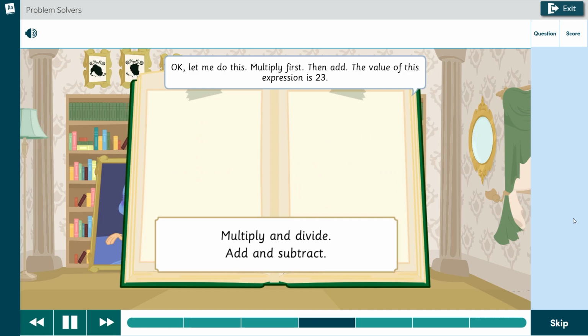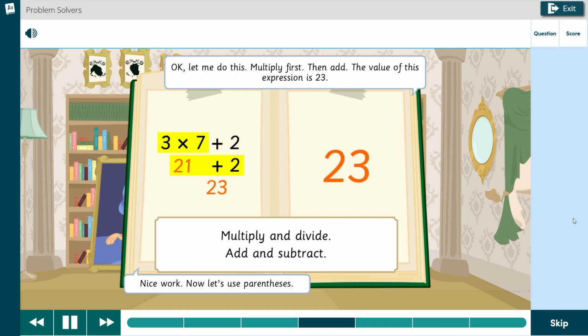Okay, let me do this. Multiply first. 3 times 7 is 21. Then add. 21 plus 2 is 23. The value of this expression is 23. Nice work. Now let's use parentheses.